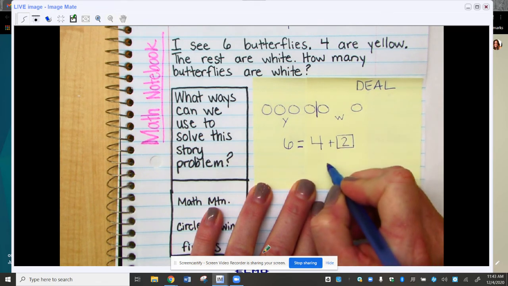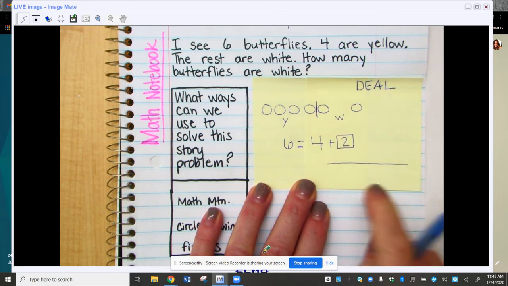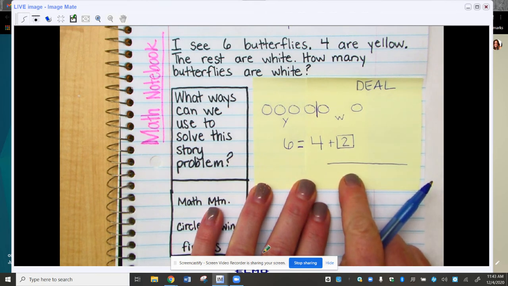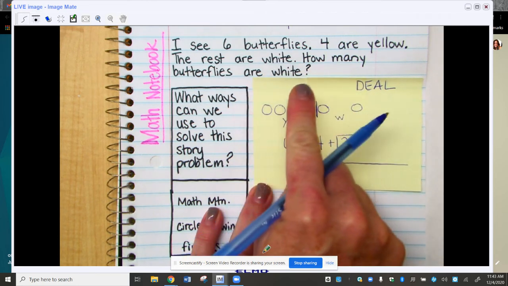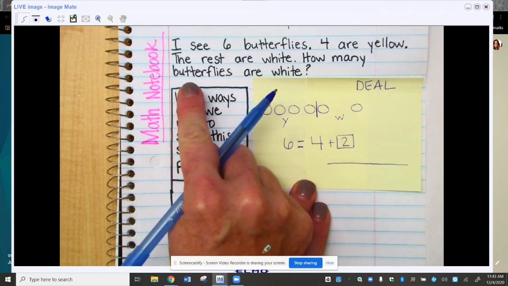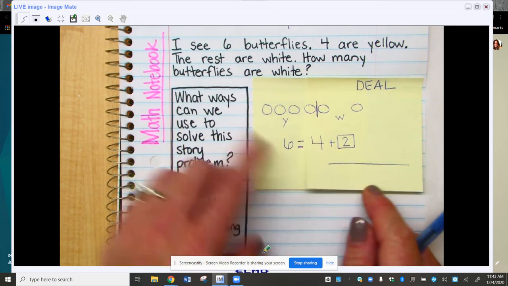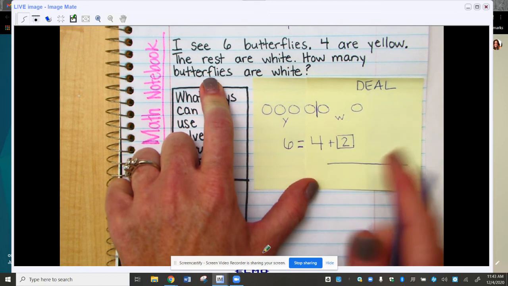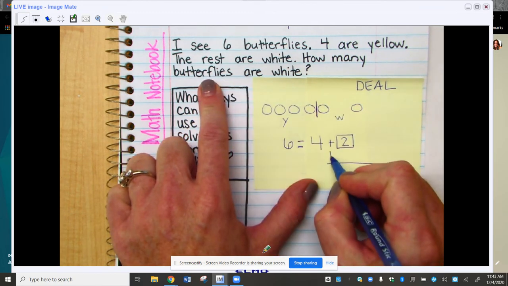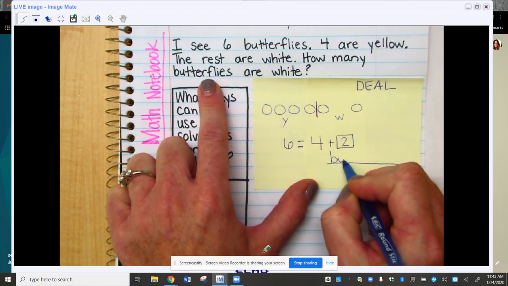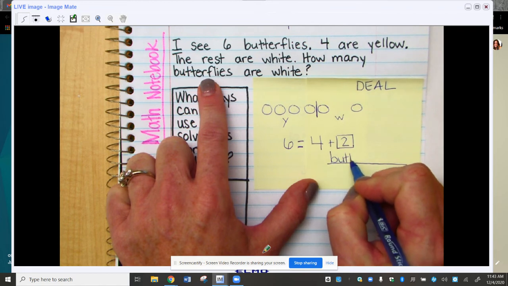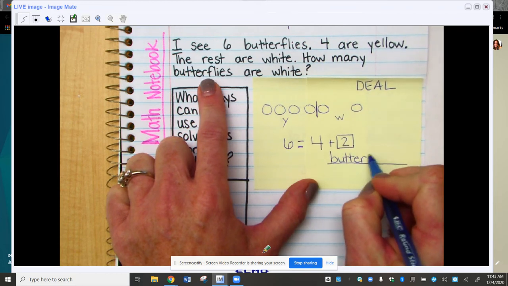And then I'm just going to write a little line right here for my label. And what is it that we're talking about? How many butterflies are white? So butterflies is our topic. So I'm going to copy the word butterflies onto my label line. It's a long word, write small. Butterflies.